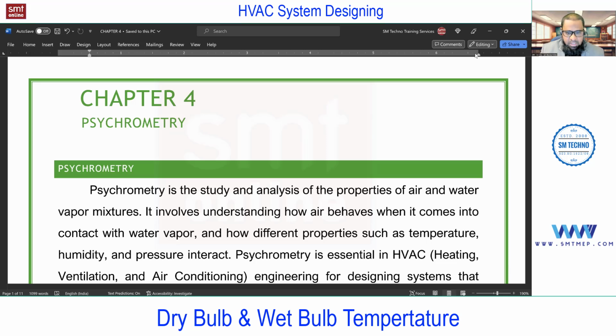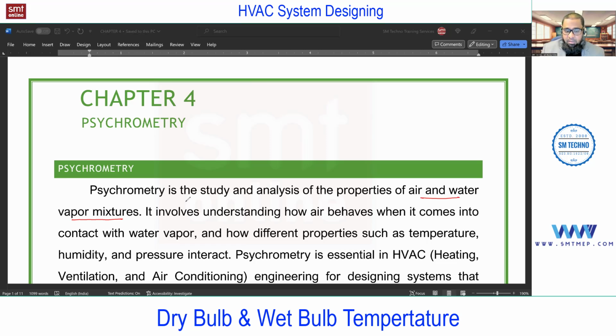Psychrometry is a study of what? Air. In short, we call it air, but as we already discussed, air means moist air, right? Psychrometry is the study and analysis of the properties of the air and water vapor mixture. Except in special cases, in actual practice you'll find moist air. Special cases means generally desert areas or low humid areas, where you may find dry air. That is a special case. But when you talk about air, by default we are considering the air and water vapor mixture, and the study of that mixture is psychrometry.